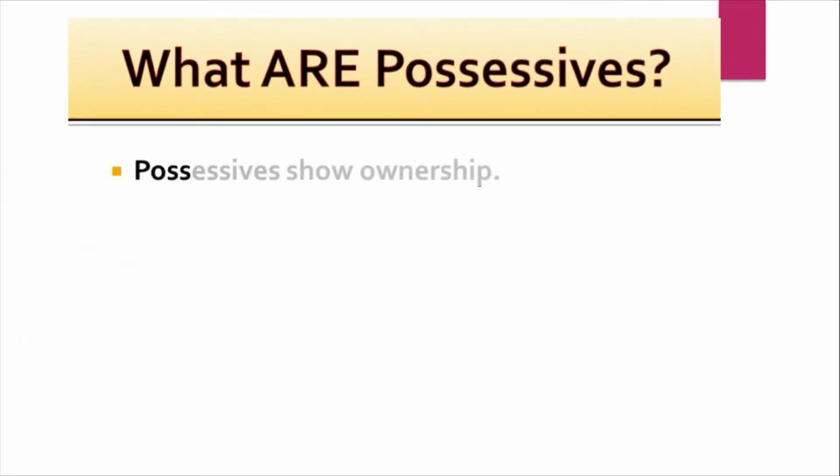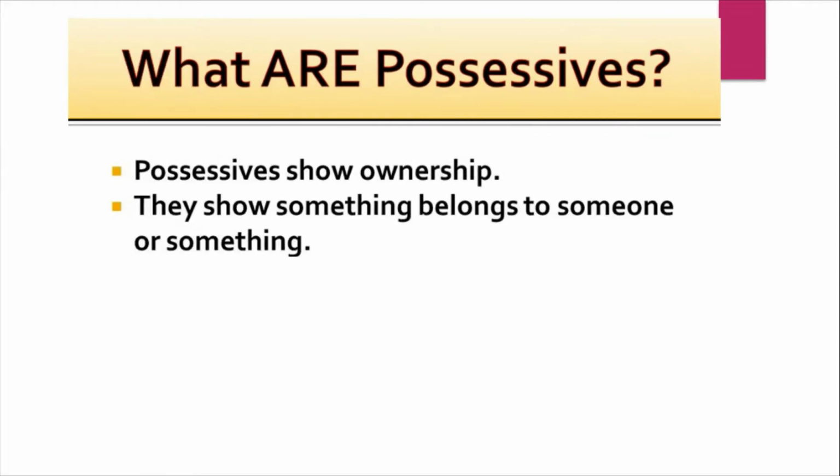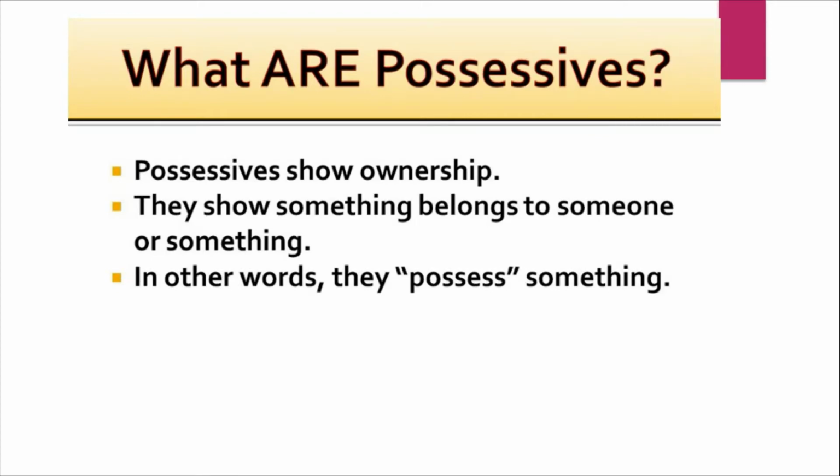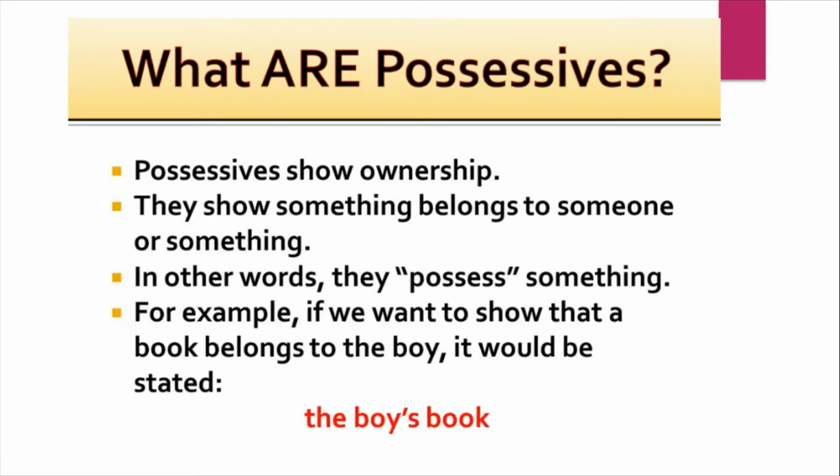So what are possessives? Well, possessives show ownership, right? They show something belongs to someone or something. In other words, they possess something. For example, if we want to show that a book belongs to the boy, it will be stated the boy's book. The book does not own the boy. So the boy's book, right? Okay, so let's go ahead and look at it.